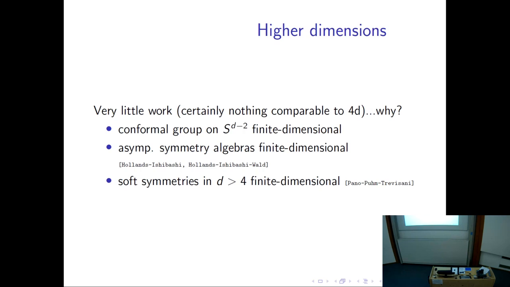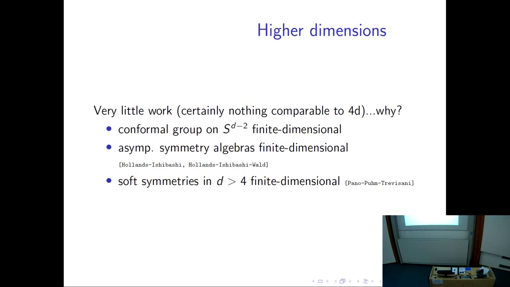This is a little bit up for grabs, because in some sense the existence or not of supertranslations is a matter of taste in terms of what boundary conditions you want to put on your gravitational field, but there are good reasons to put the boundary conditions that don't admit them. And also it's been shown that if you just look at soft theorems in dimension higher than 4, the symmetries associated with them are finite dimensional.